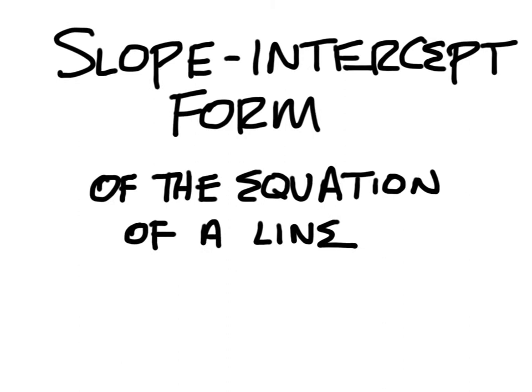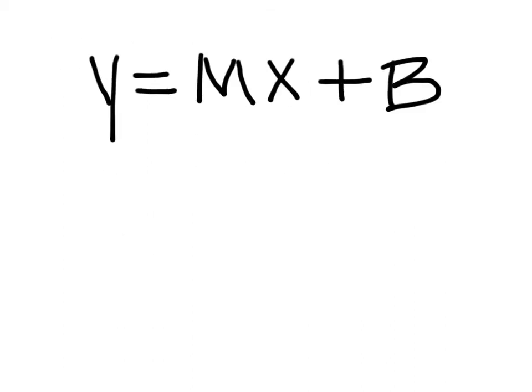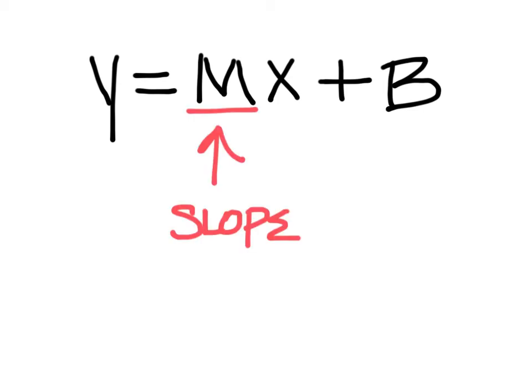Slope-intercept form of the equation of a line. You have to understand this in order to be able to graph an equation. Slope-intercept form. This is the form, y equals mx plus b. m is the slope. Slope is rise over run. It means how far up and down you're going to go, and then how far to the right. Slope always goes to the right.